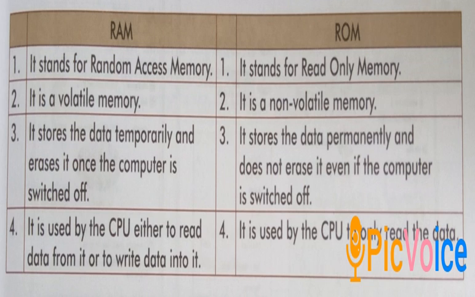Number 4, it is used by the CPU either to read data from it or to write data into it. But in ROM, it is used by the CPU to only read the data.